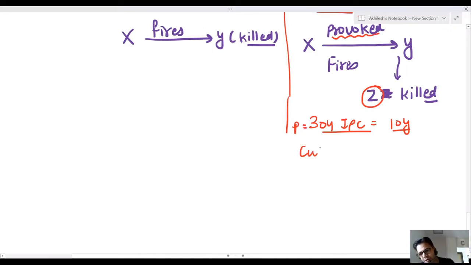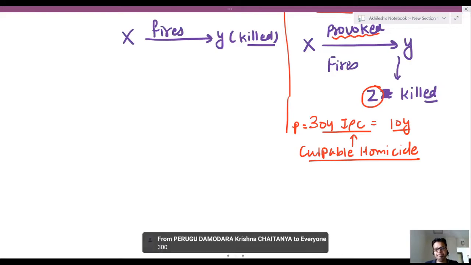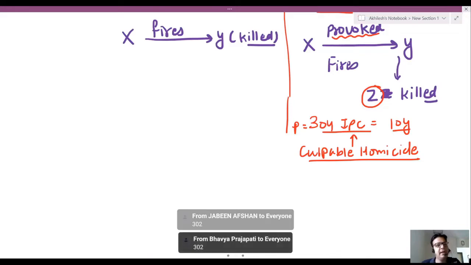So sometimes what question comes? Culpable homicide not amounting to murder, punishment is known as culpable homicide. Dr. Saab, I am putting 4 questions. Try to write down. What is the definition of murder? Which IPC? 300. Punishment of murder? 302. No doubt. X fires on Y and Y is killed. This is 300 and 302.